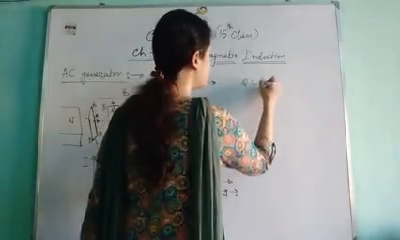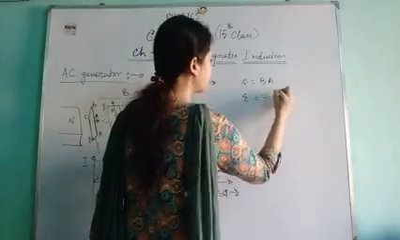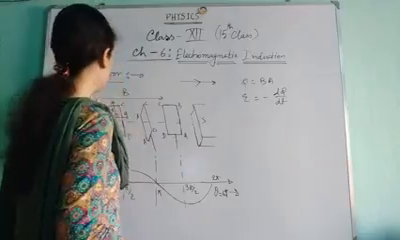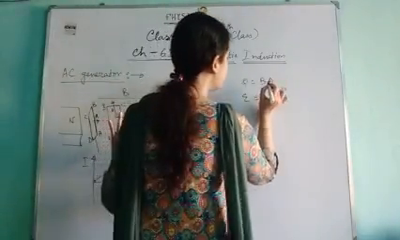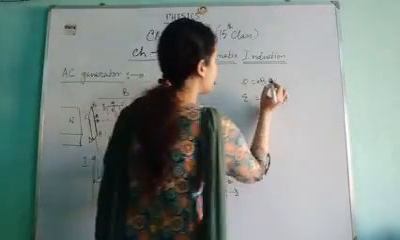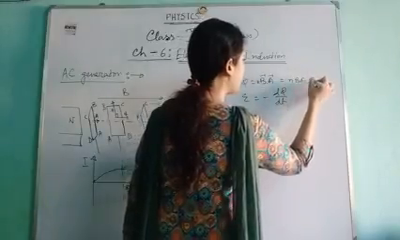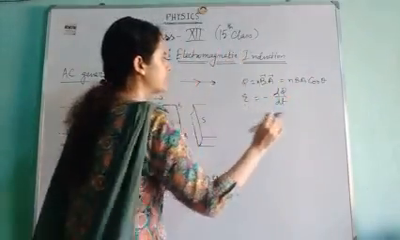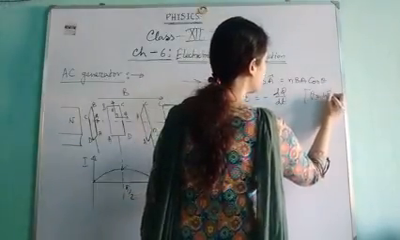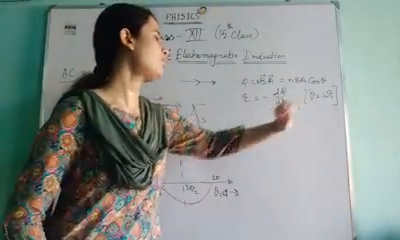Phi equals BA. Now EMF E equals minus d phi by dt. So here there are N number of turns, so we will be writing N, then B dot A. So N B A cos theta, and this theta, as I was telling you, equals omega t if we are rotating the armature with an angular velocity of omega.